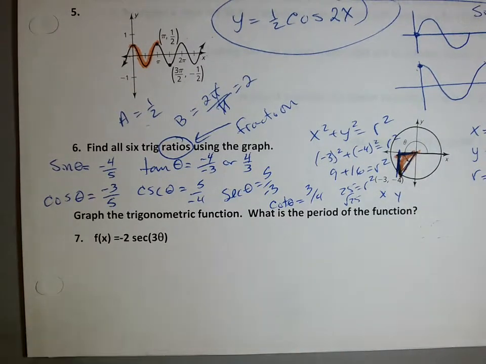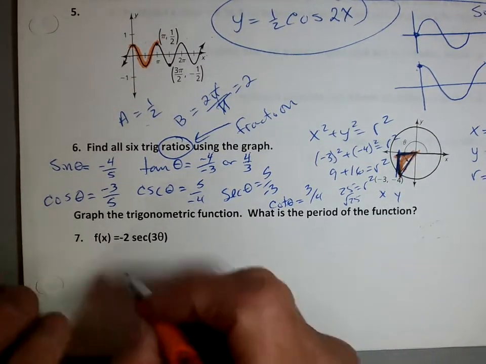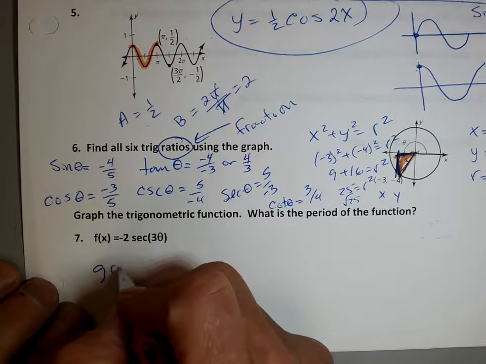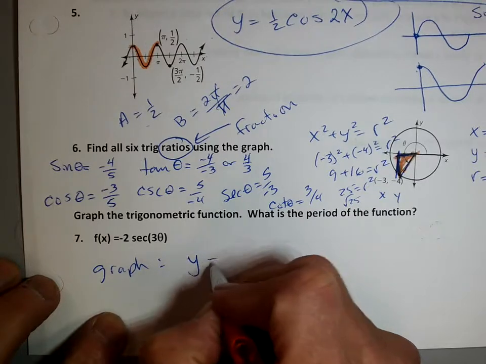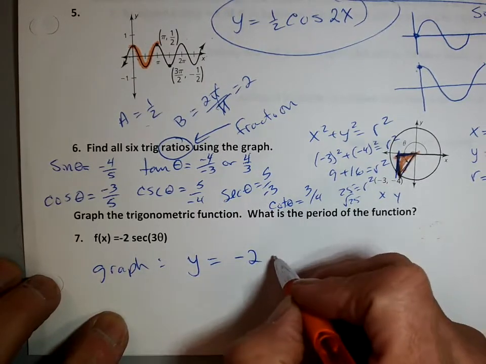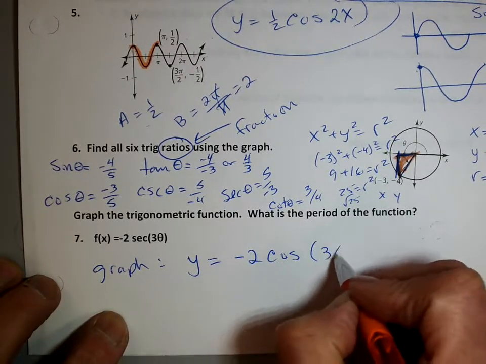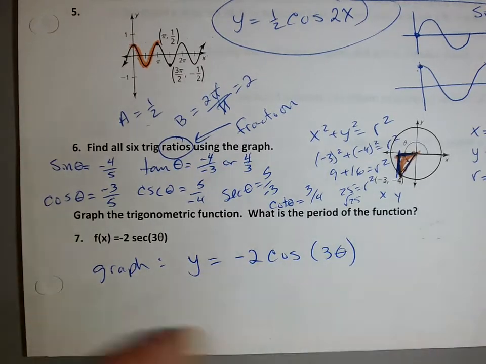All right, number 7. Now, how the heck do you do this? Well, in number 7, we are going to graph first y equals negative 2 cosine of 3 theta. Okay, now, I'm going to show you why in just a second.